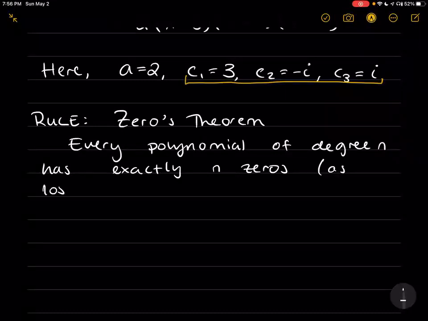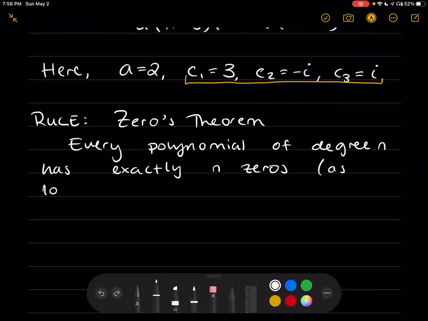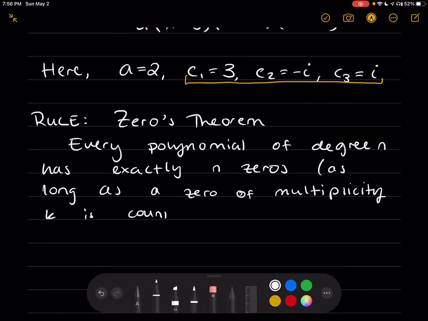As long as a zero of multiplicity k is counted k times.